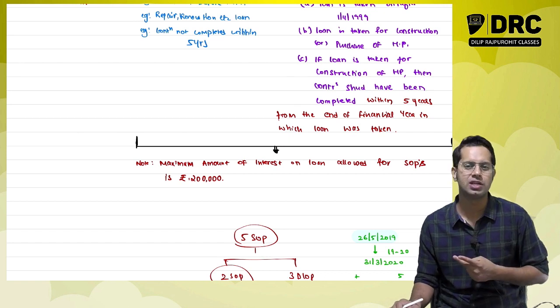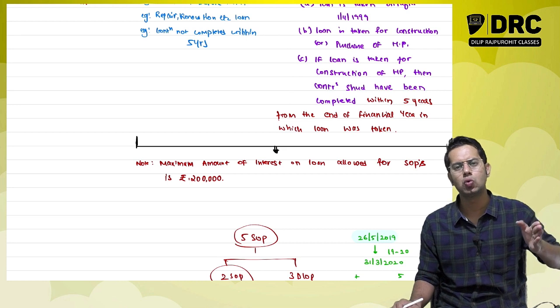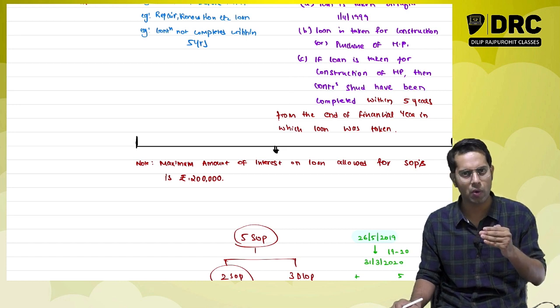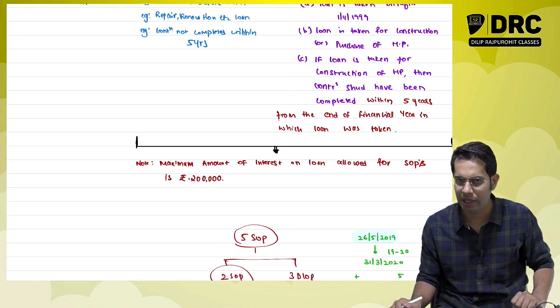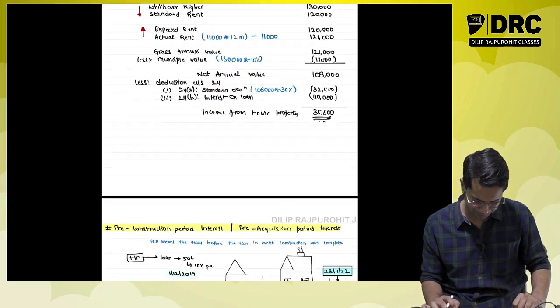Now please note, maximum deduction allowed for SOP, self-occupied property, is 2 lakh. Maximum interest allowed as deduction for self-occupied property is 2 lakh. So even if you have taken 2 or 3 loans on your self-occupied property, the maximum amount of deduction which will be allowed to you is only rupees 2 lakh.